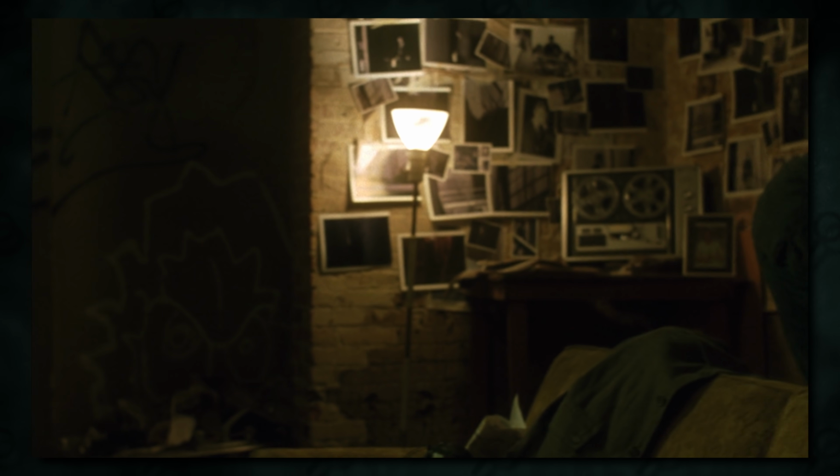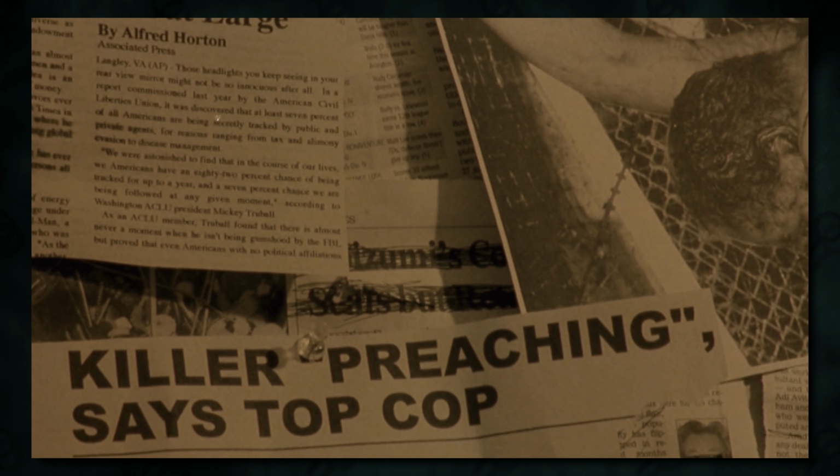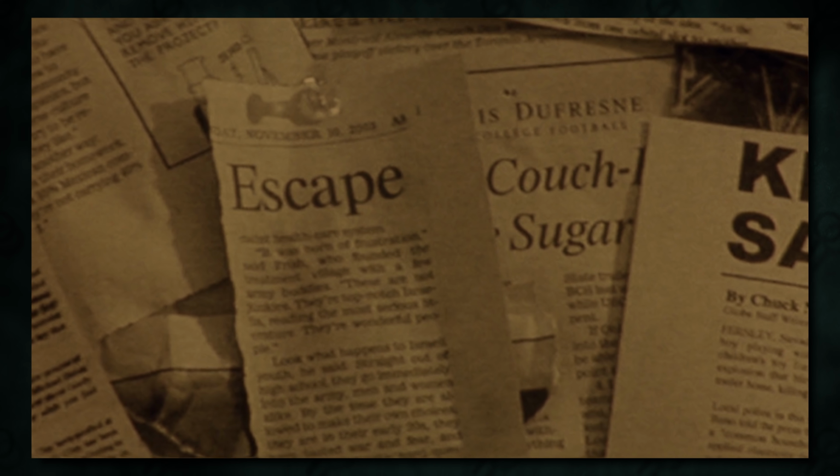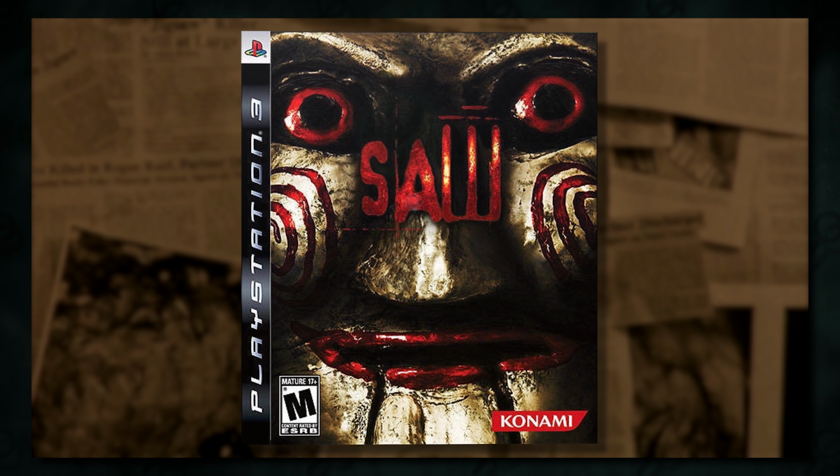Yeah, the apartment is a mess, and the walls are covered in reconnaissance photos of the doctor and newspaper headlines about the Jigsaw murders. Surprisingly, none of the names or authors mentioned in these articles are Easter eggs or references to anything. There is one connection that would be made retroactively when Saw the video game was released in 2009.